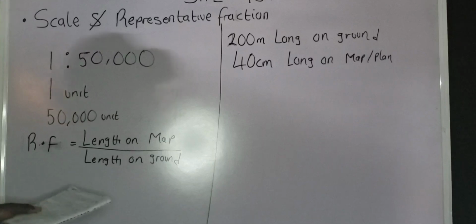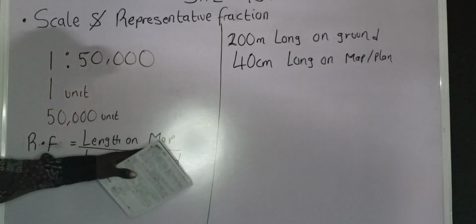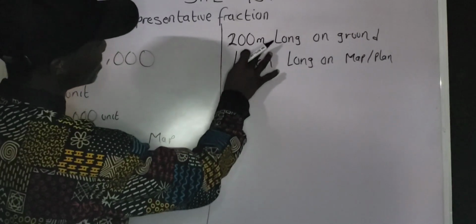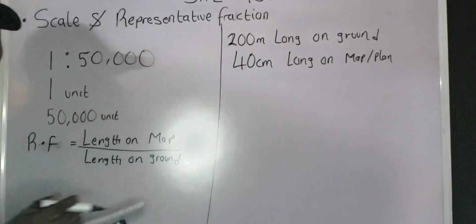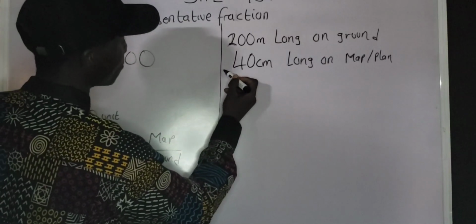representative fraction. Don't forget that the representative fraction is expressed mathematically as length on map all over length on the ground. So now look, we are given that the length on the ground is in meter, but the length on the map is in centimeter. So we have to first what? Convert to centimeter.